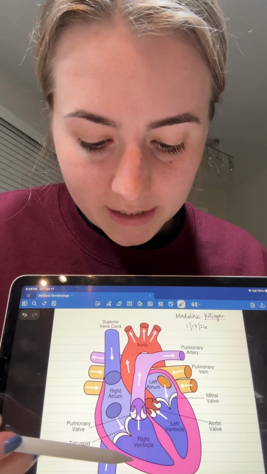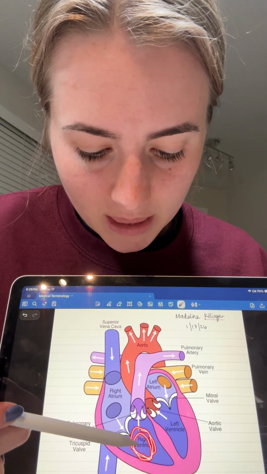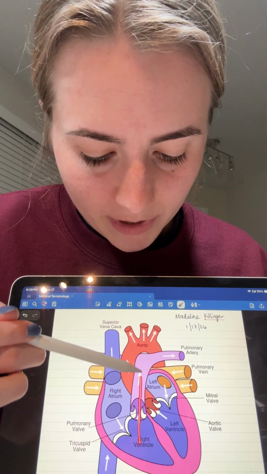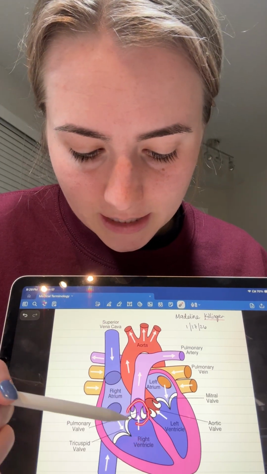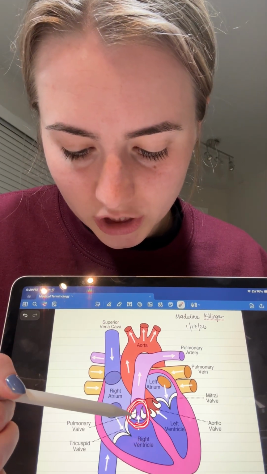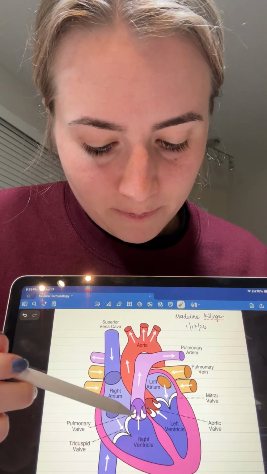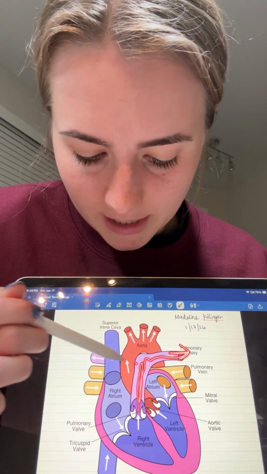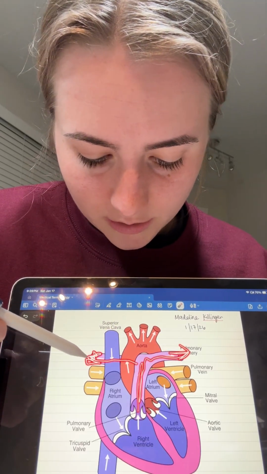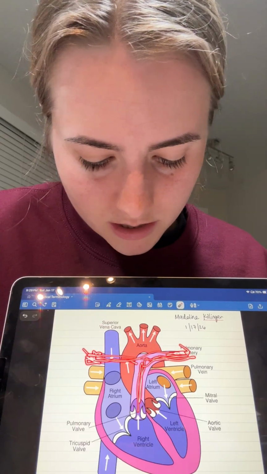And so it's still deoxygenated, it's in the right ventricle, and then it's going to go up into the pulmonary artery, and it passes this right here, which is the pulmonary valve or semilunar valve, into the pulmonary artery, and these take it into the lungs. So these will go to the right lung and the left lung.